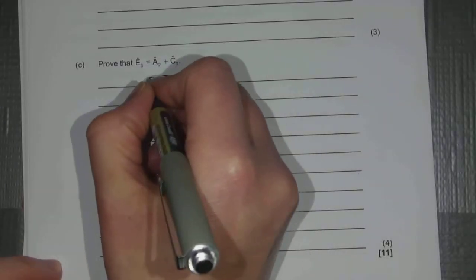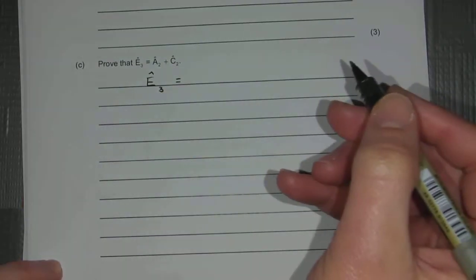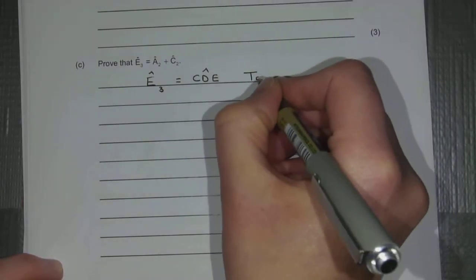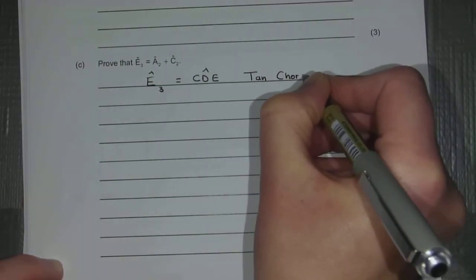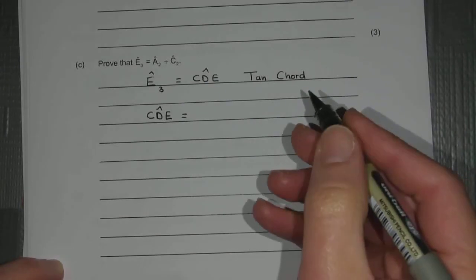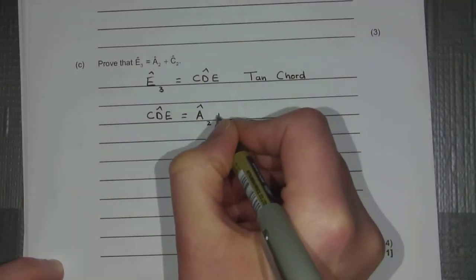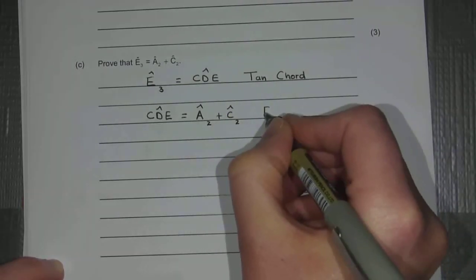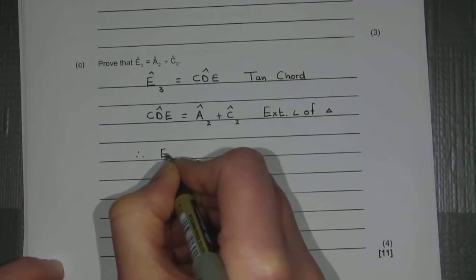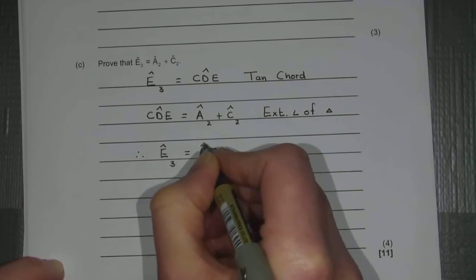So I'm going to start by saying angle E3. By the way, you could have started with A2 plus C2, or you could start with E3. I'm just going to start with E3. So angle E3 is then equal to angle CDE, or you could have called it D2 plus D3. That's also 100% fine. And that's going to be tan chord. But angle CDE is equal to angle A2 plus C2. And this one is then going to be exterior angle of a triangle. So therefore, E3 is equal to A2 plus C2.